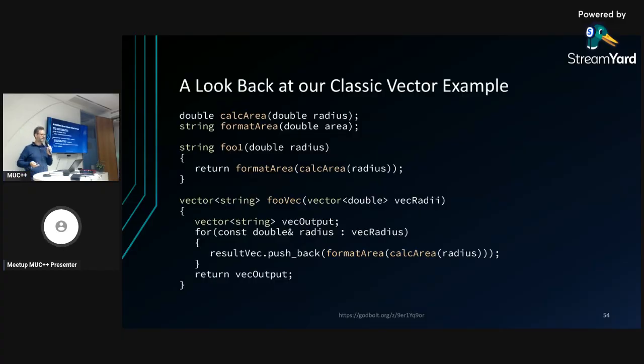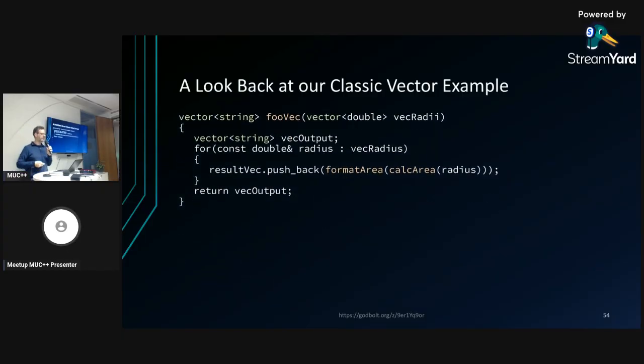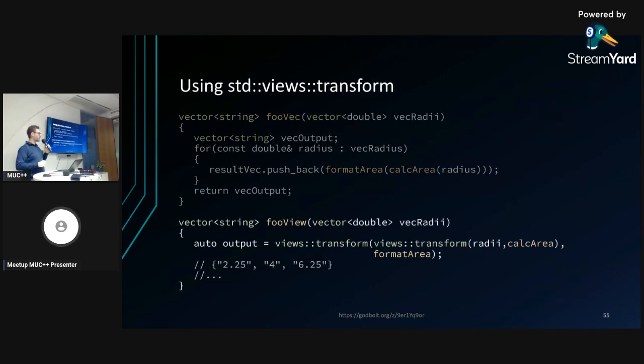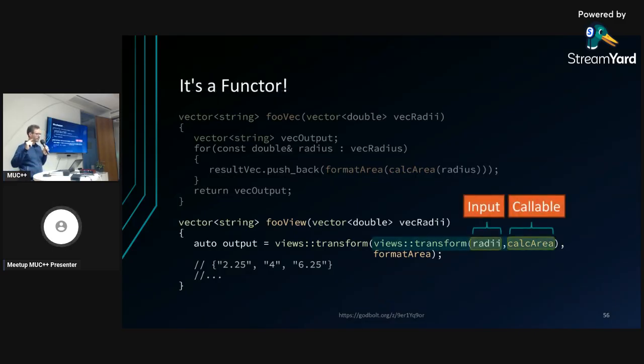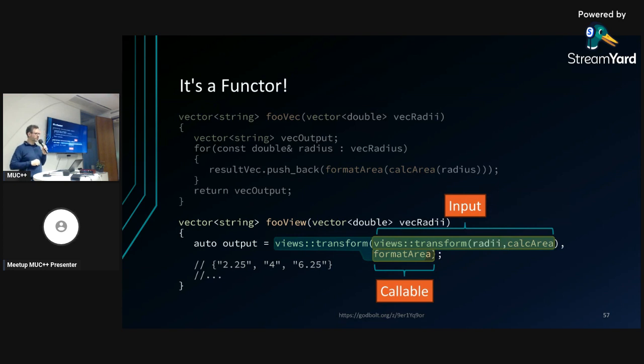Let's look back at the vector example, specifically at the classic implementation. And down below is the implementation using std::ranges::views. Let me walk you through that. So the view offers a transformation function, transform, and this one has two parameters. The first one is an input value, and the second one is the callable that we want to apply to this input. Now the return value of the transform function is the output, which becomes the input of the next stage of the pipeline.